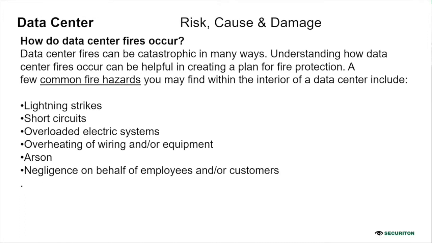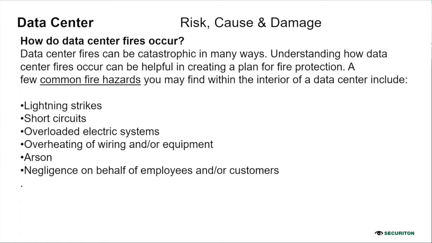Data center. So let us understand how data center fires occur. Data center fires can be catastrophic in many ways. Understanding how data center fires occur can be helpful in creating a plan for effective fire protection. A few common fire hazards you may find within the interior of a data center include lightning strikes, short circuits, overloaded electrical systems.